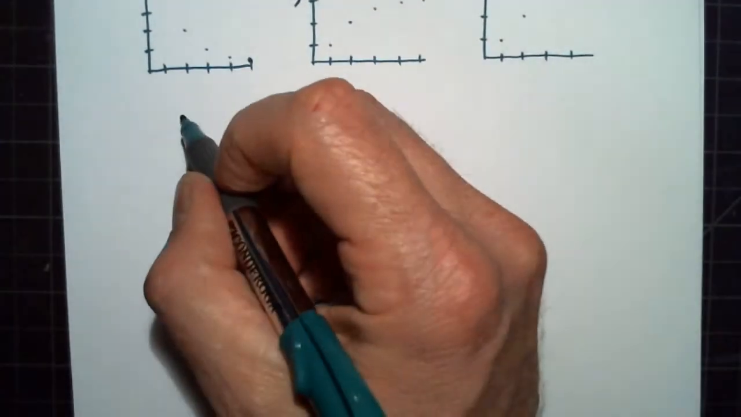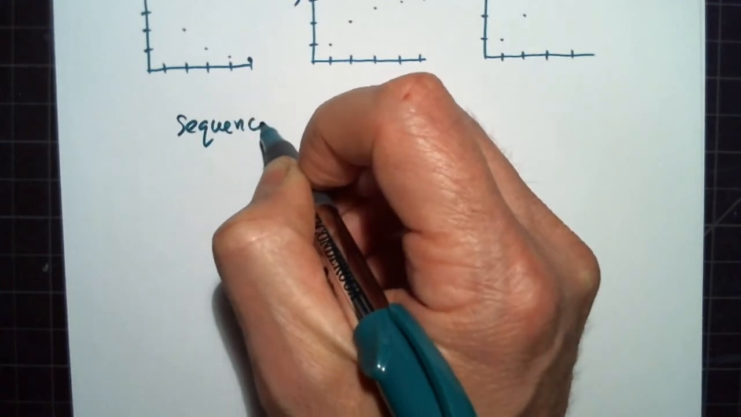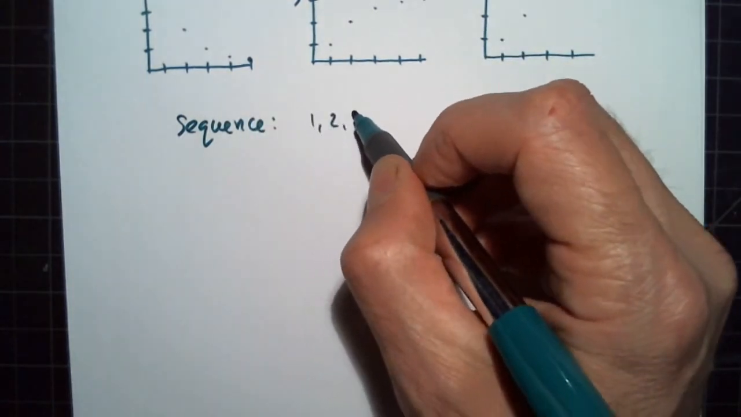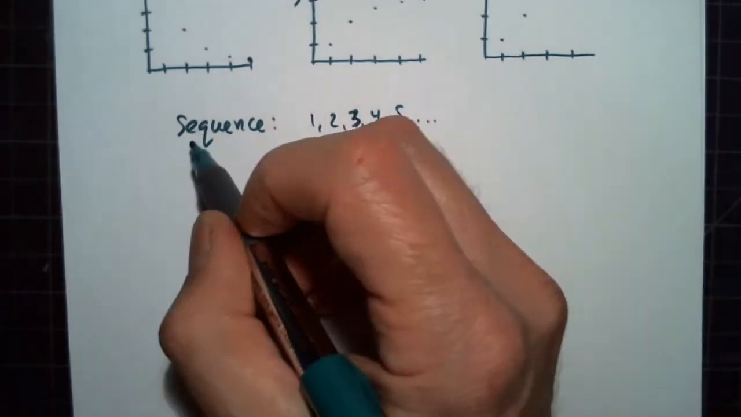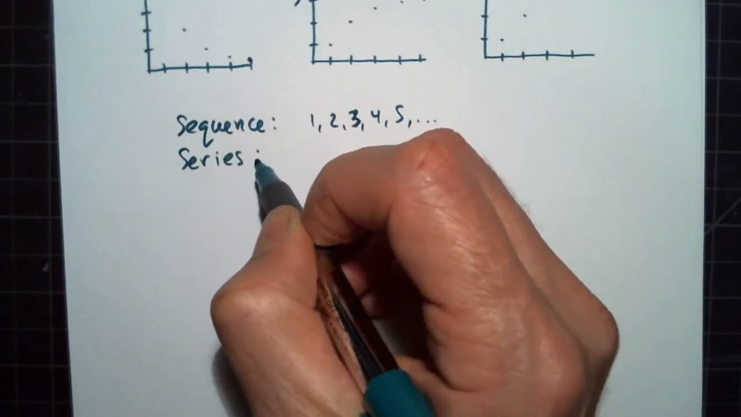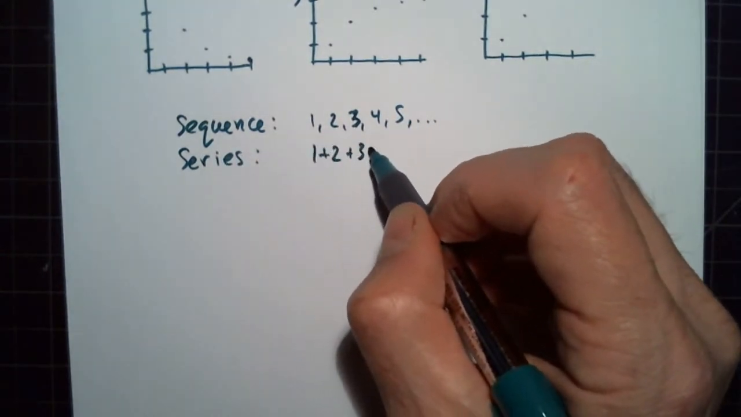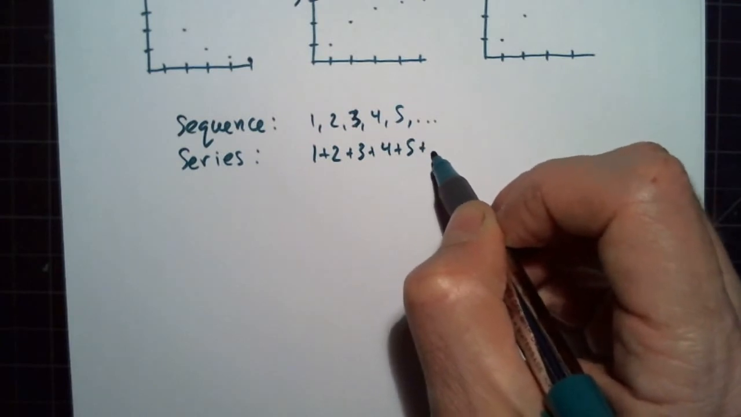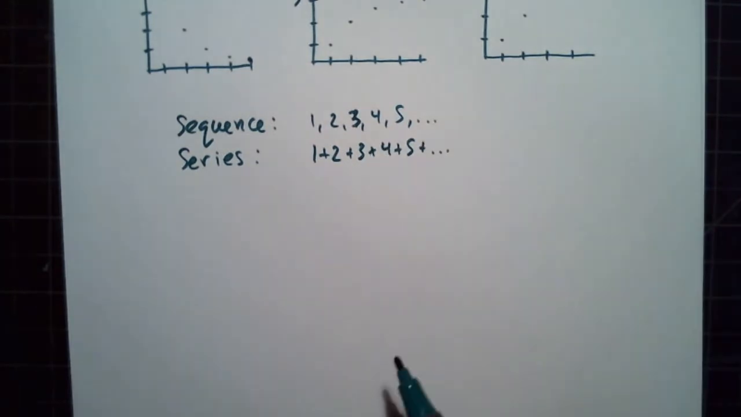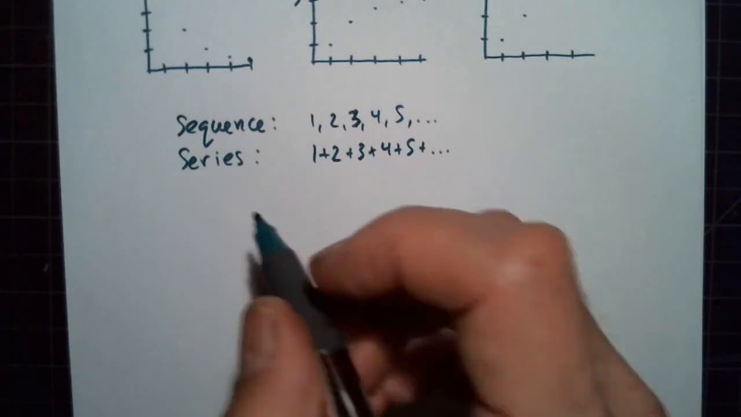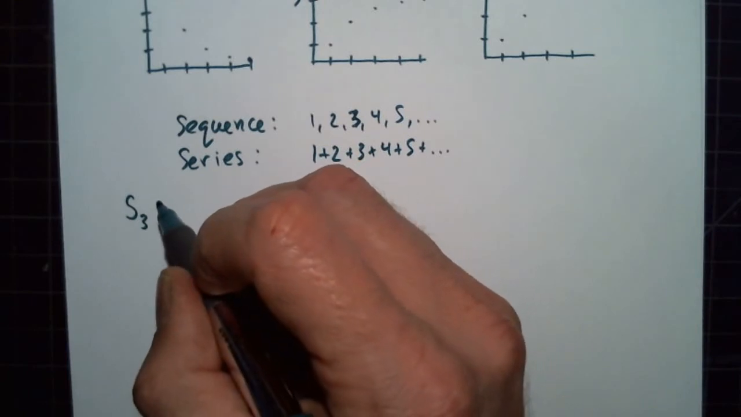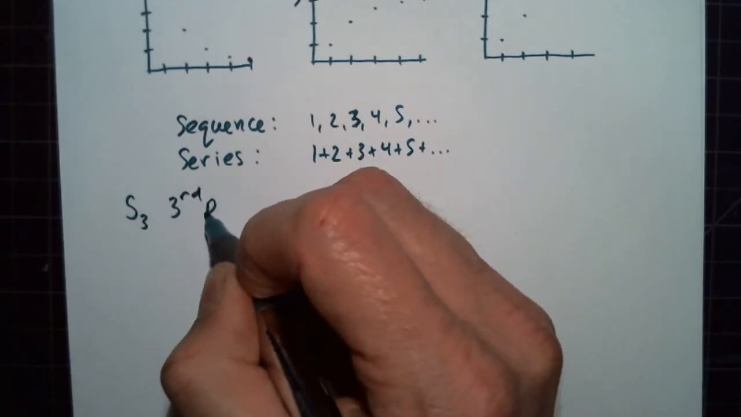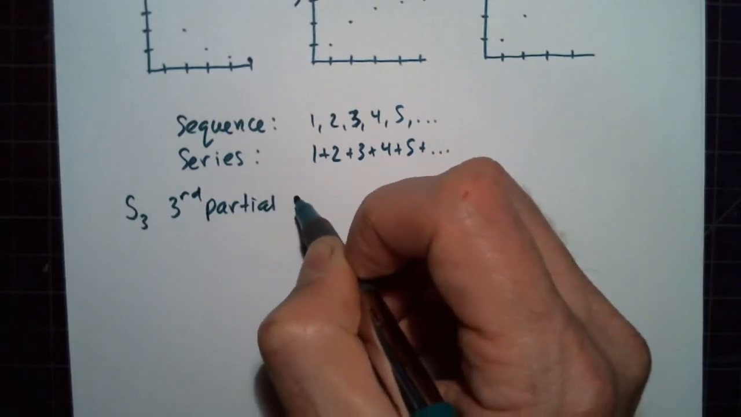And now we have some more vocabulary. We can have a sequence, and we can have the sum of the sequence, and that's called a series. We could say S3. S3 is the third partial sum.